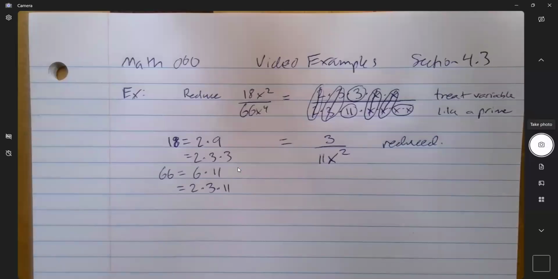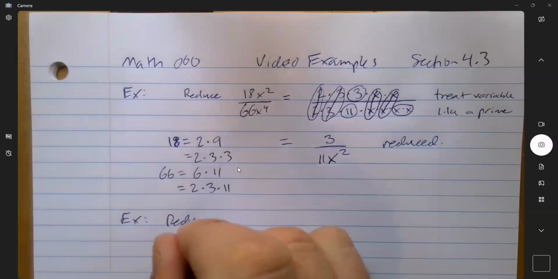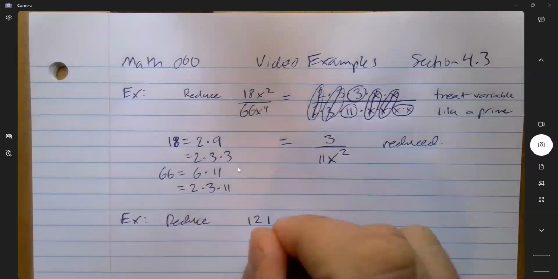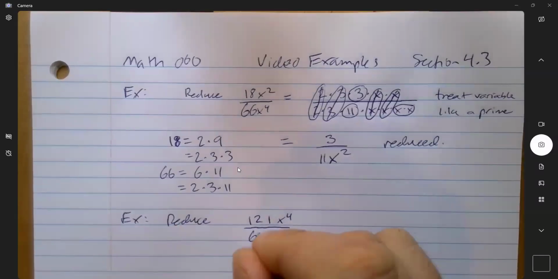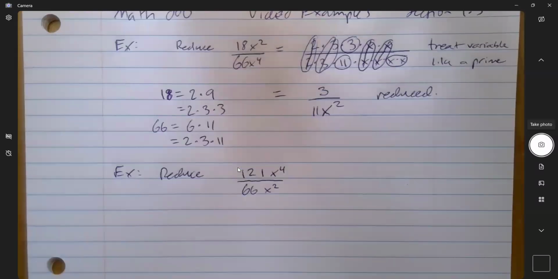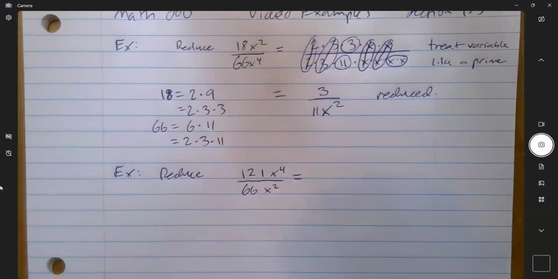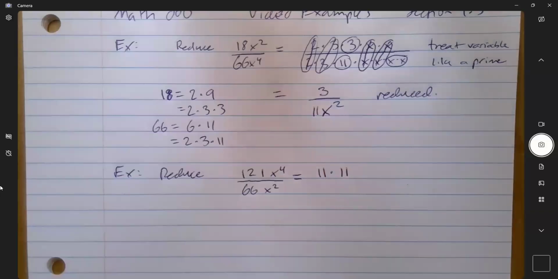All right, next example. Let's reduce the fraction 121x to the fourth over 66x squared. And I'm going to do this the exact same way. I'm going to find the prime factorization of the top. 121 is 11 squared, so it's 11 times 11.